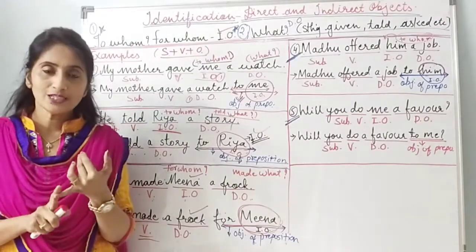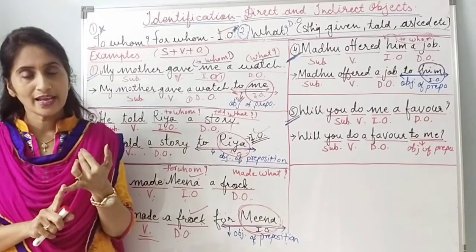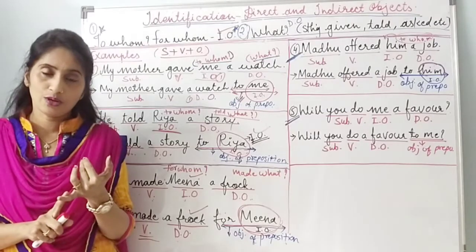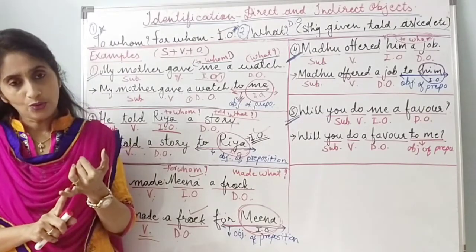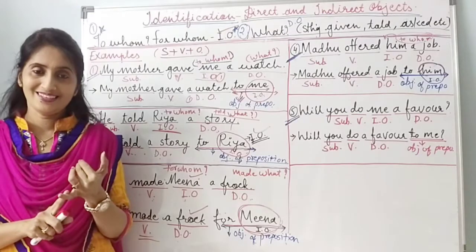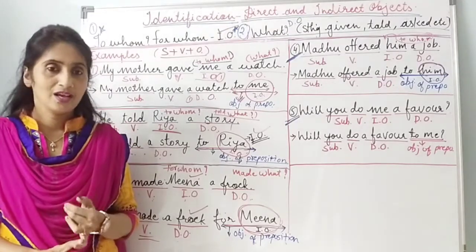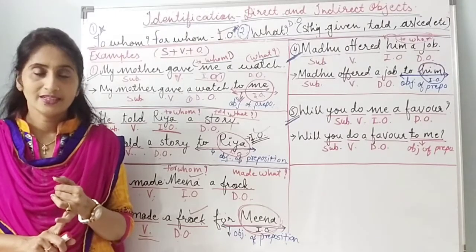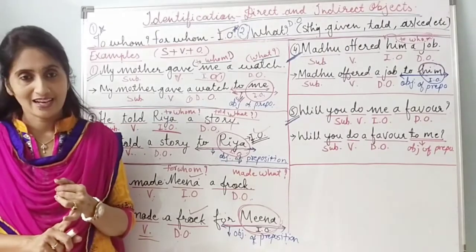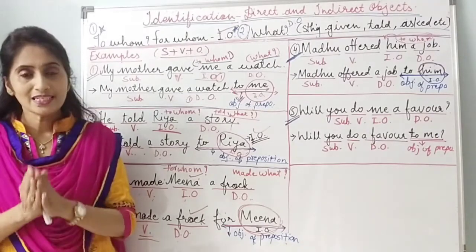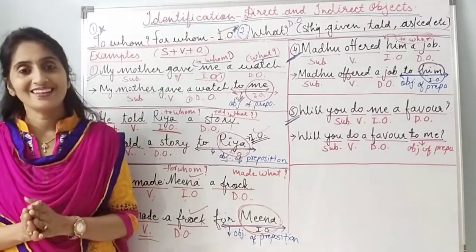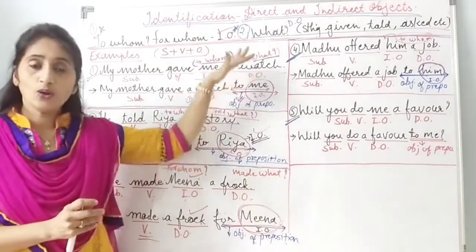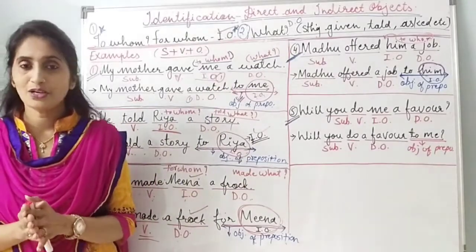So, what is an object? An object is the receiver of an action. For the indirect object, whenever you ask a question with "to whom" or "for whom", the answer you get is the indirect object. If you ask the question with "what", then the answer you get is the direct object. In this way, you can identify the direct and indirect object. I hope that whatever I explained, all these 5 sentences, are clear to you.